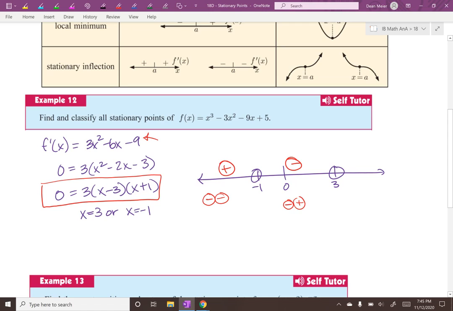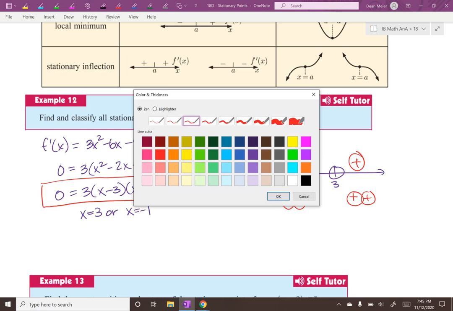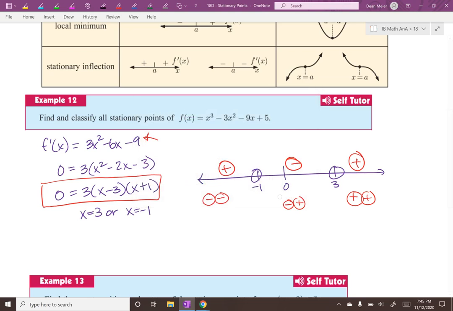And then after the number 3, I plug in 5. A positive and a positive, I get a positive. So the graph will be increasing at first, and then it'll start decreasing. So at negative 1, we have a maximum. And then at 3, it will be decreasing.